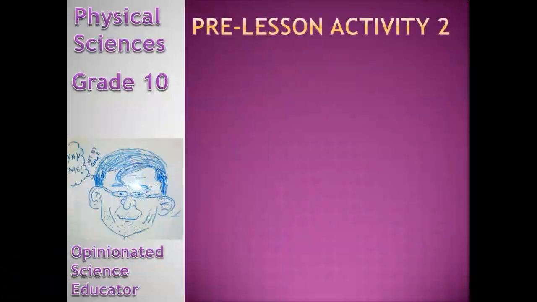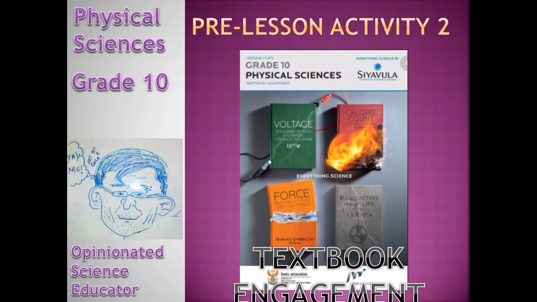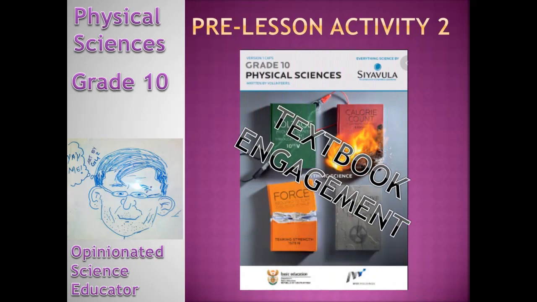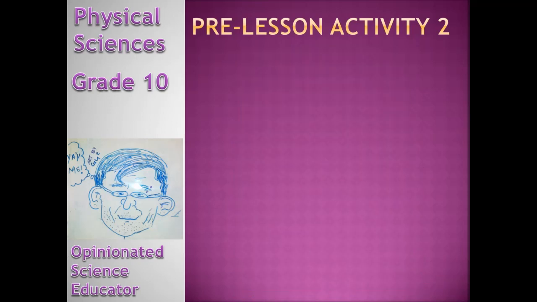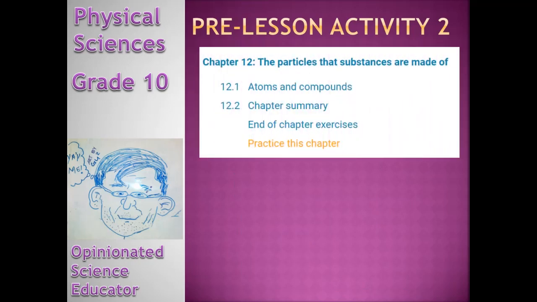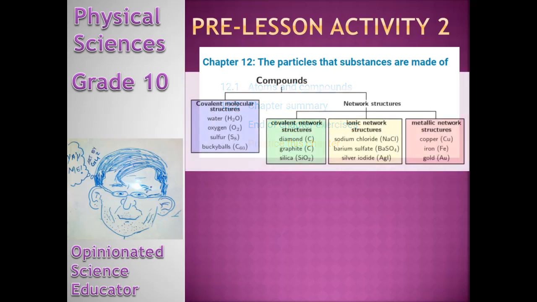Time now to move on to the second pre-lesson activity. This is textbook engagement. You will be using Siyavula. And not only will you be reading through a chapter, but I need you to make a summary. This chapter, chapter 12, deals with the particles that substances are made of. And in light of what we are doing in terms of chemical change, you need to look through this chapter so that you can complete the activity on the types of compounds that form during the change that we will be talking about on Saturday.